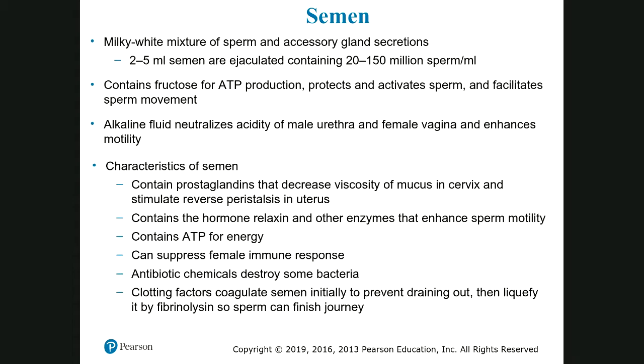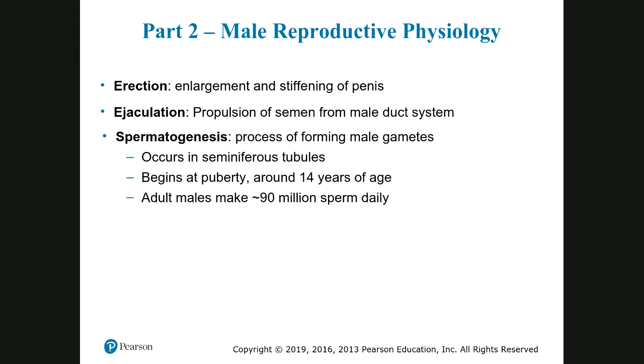Now we're going to move to part 2 of this lecture, which is the physiology of the male reproductive system. So as functions, of course, erection, enlargement and stiffening of the penis, ejaculation, propulsion of the semen from the male system, and also production of the gametes, forming those sperm. We call that spermatogenesis. That happens, if you remember, in the seminiferous tubules, beginning at puberty around the age of 14. I told you that the reproductive system becomes active after puberty. An adult male produces almost 90 million sperm daily.